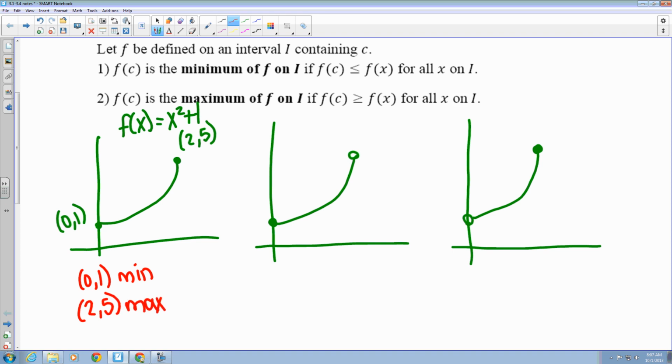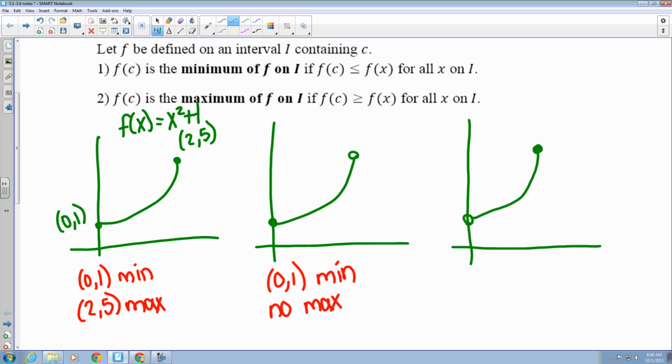For the second one here, it's still the same points, 0, 1, and 2, 5, only at 2, 5, it is an open point. So our minimum is still 0, 1, but we actually don't have a max because your line is going to get progressively closer to 2, 5, but it's not ever actually going to touch it, so we can't say that the max is really close to that. We just say there's no max at all.